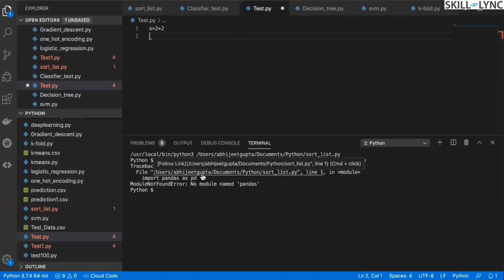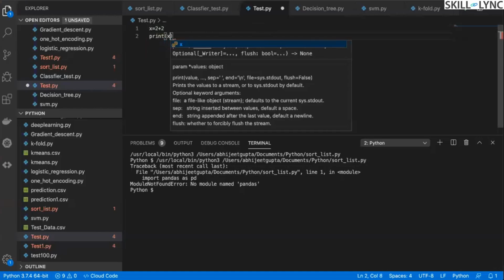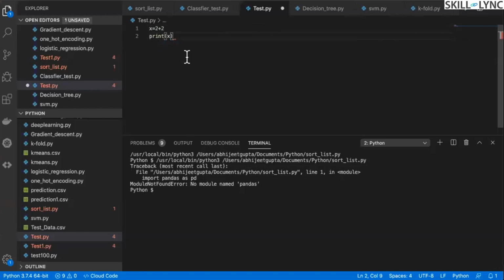Yes, we'll do that. And then you have to write simple codes. Okay, for example, like this. And then you have to run the code. Now, if you see, I have printed x, which is 2 plus 2, so 4, right?